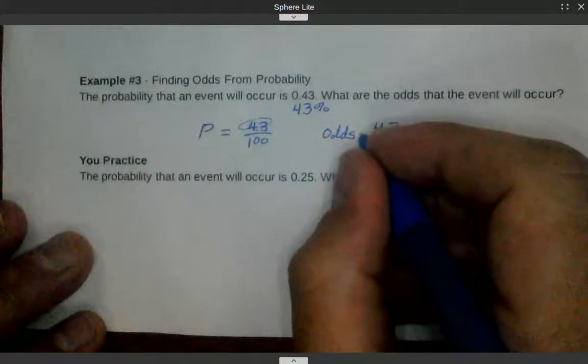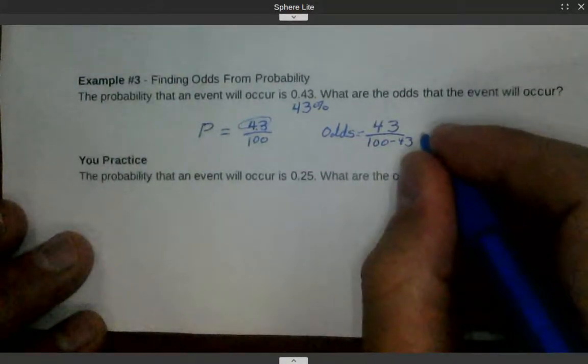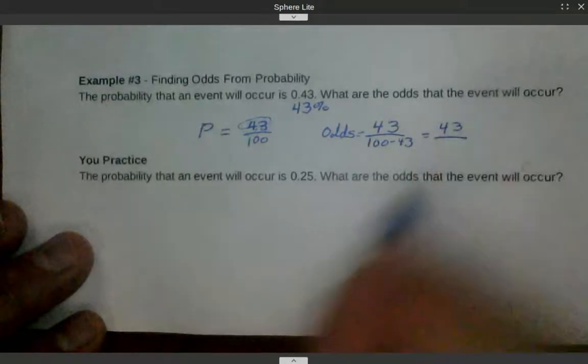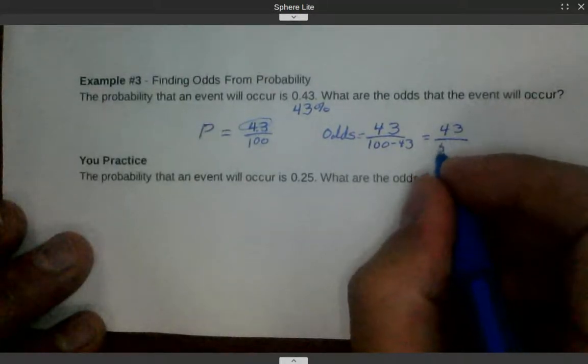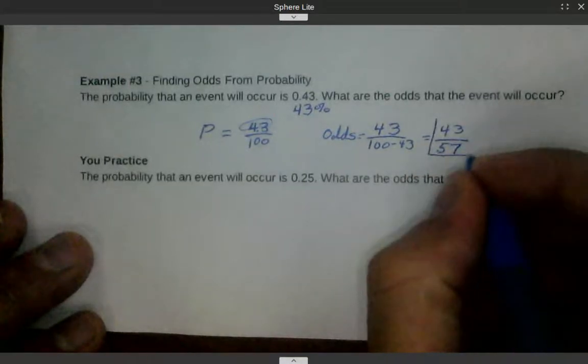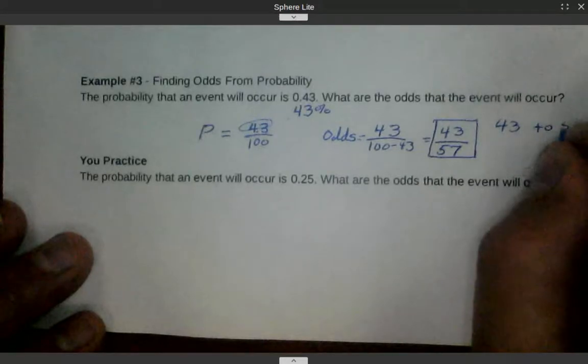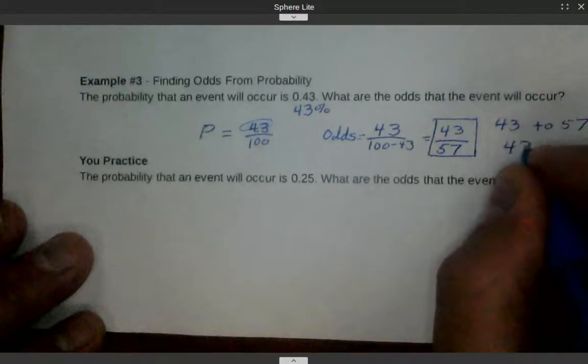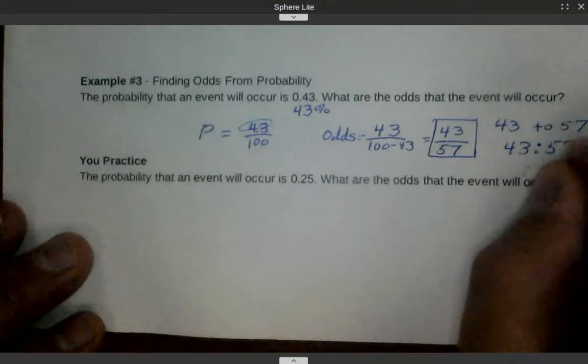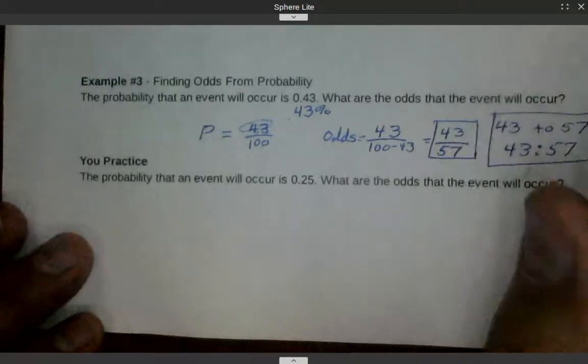So what I have to do is take 43 divided by 100 minus 43, which will be 43 over 57. I can write it like this. I can write it like this. Or I can write it like this. Any of these answers are good to go.